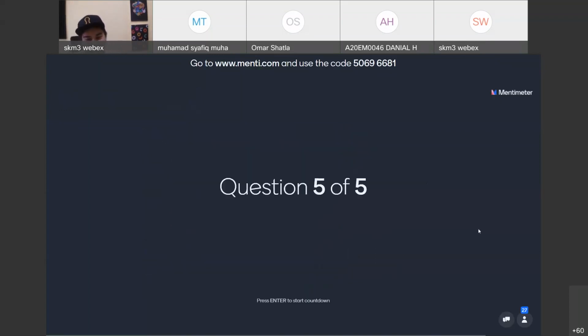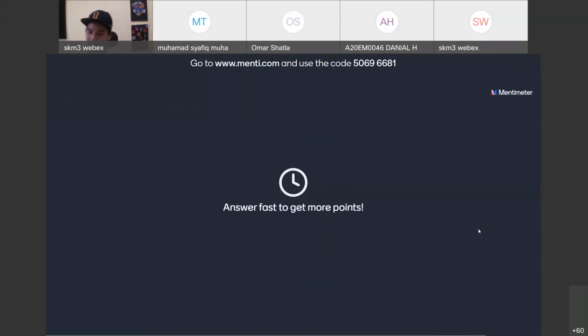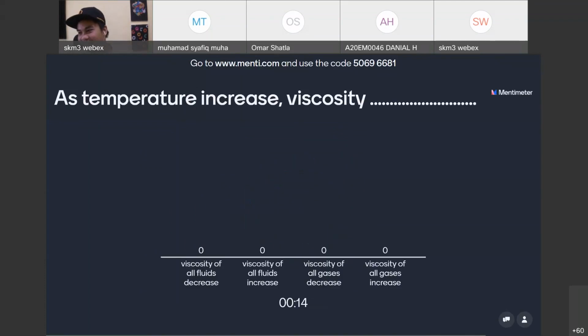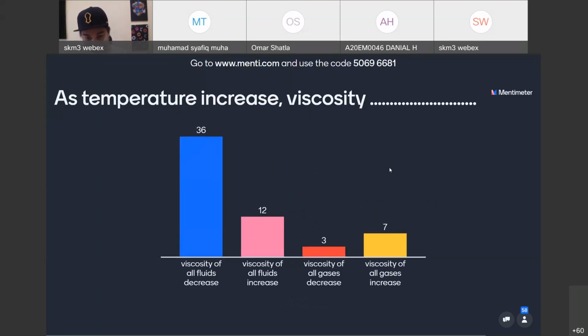Next. Last question. Temperature increase and viscosity. Remember, liquid viscosity decreases, while gas viscosity increases. Who is the final?